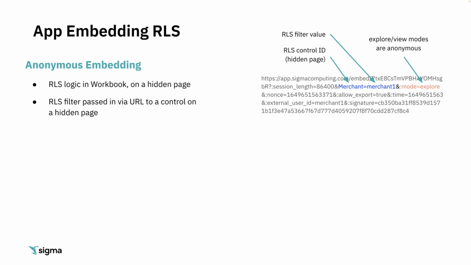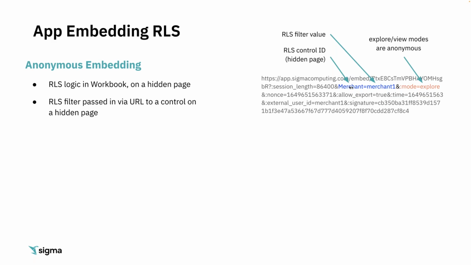Okay, so let's move to row-level security. RLS is row-level security. And row-level security works differently depending on if you're using anonymous embedding or user-backed embedding. But the concepts are fairly similar, which is they're all specified by the URL. So on the right-hand side, this is an example of an anonymous embedded URL. And there's a lot of parts here, which we don't have to worry about right now, but I've highlighted the ones of importance in blue and red.